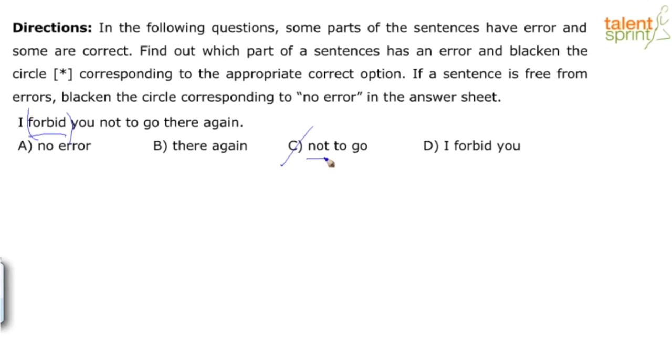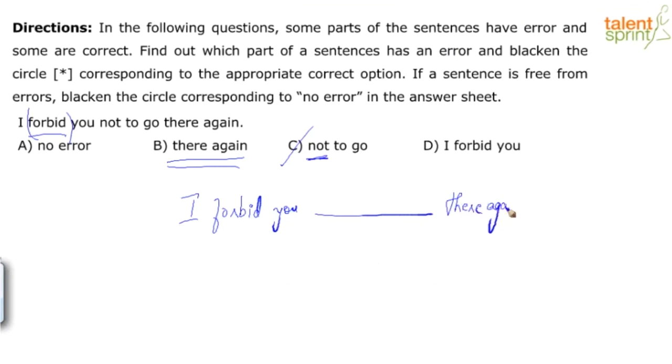So I don't need not again. But I need something to go with there again. So how will I restructure this sentence? I forbid you, something should come here, and then I have there again. So what will you change to go? How will you write to go in this blank? I forbid you to go there again.